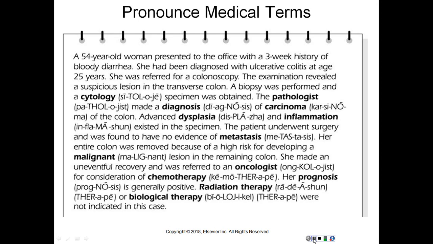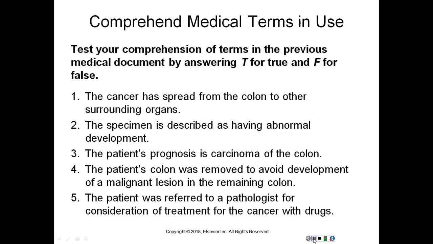So hopefully you were able to pronounce those terms correctly. And now they want you to answer these questions pertaining to that scenario, whether they're true or false. So let's do these. Number 1, the cancer has spread from the colon to other surrounding organs. Hopefully, again, just go back to the slide or just read it from your textbook. It says there was no evidence of metastasis. Again, metastasis means to spread, so there's no evidence of metastasis, so number 1 would be false. It has not spread.